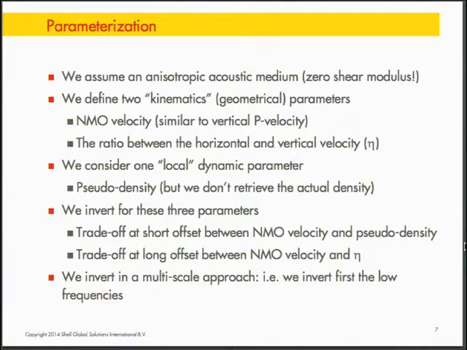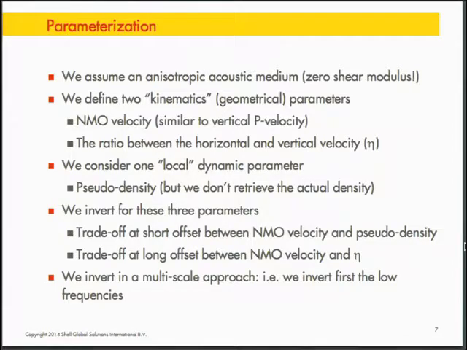When I look at this parameter, I see that, okay, I have trade-offs. At short offset, in the reflection data, I have a trade-off between the NMO velocity and the density. We know that our data is sensitive to the impedance, which is the product of the two. At long offset, my data, the transmitted wave, are more sensitive to the horizontal velocity, and of course the horizontal velocity is the product of the NMO velocity and its ratio. So I have an issue here which creates some difficulties.